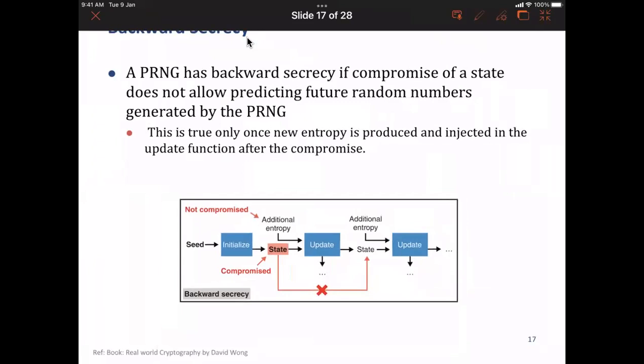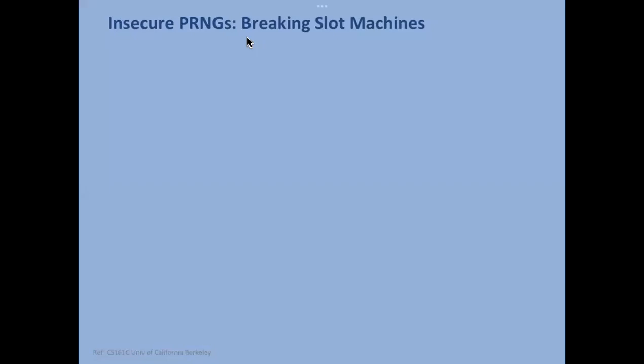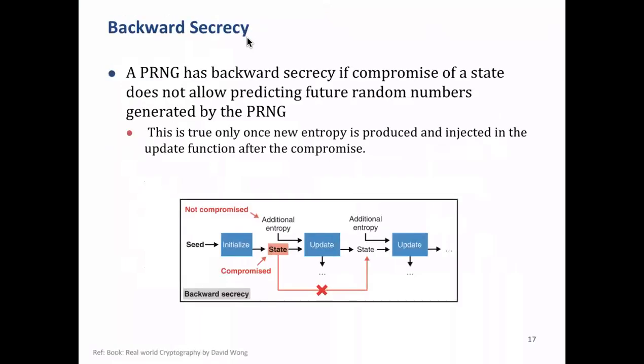So in order to have backward secrecy, we need to introduce new, additional entropy in between. Even if this state is compromised, because of the addition of entropy or randomness, this state will not be predictable. Any question?